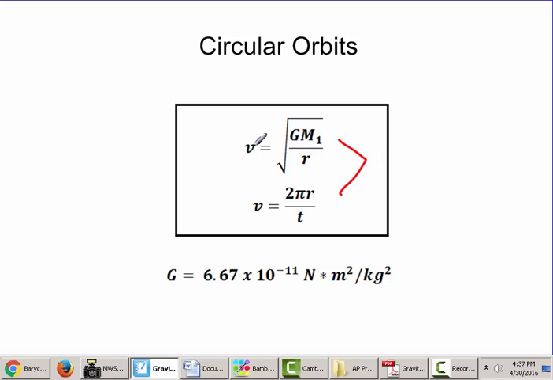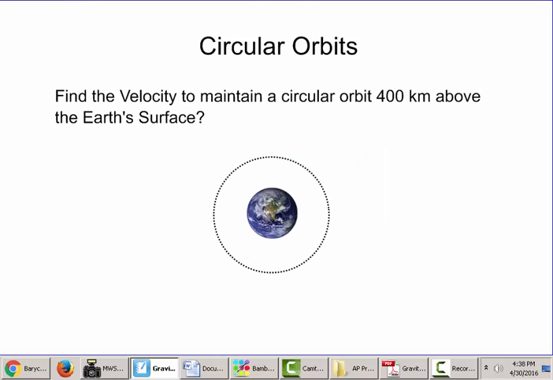The first one is velocity is equal to the square root of big G, which is 6.67 times 10 to the minus 11th, times the mass divided by r, with r being the distance from the center of the mass outward. And velocity is equal to 2 pi r divided by period, or you can say that period is equal to 2 pi r divided by the velocity. Now, I'm going to show you a way to derive this equation, so you don't need to memorize that. I think it's the best way because it's going to make you understand it better.